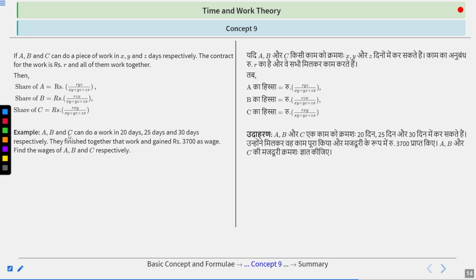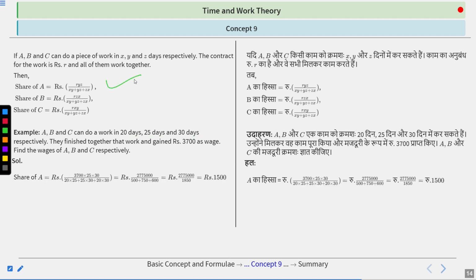For example, A, B, and C can do a piece of work in 20 days, 25 days, and 30 days respectively. They finished that work together and gained 3700 rupees as wages. Find the wages of A, B, and C respectively. Clear? So, in the solution we use this formula. The share of A will be R into Y into Z. R in this question is 3700, Y is 25 and Z is 30. If we let X equal 20, Y equal 25 and Z equal 30, we can apply this.